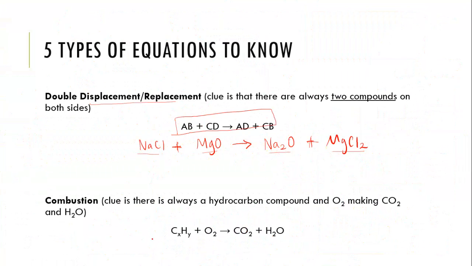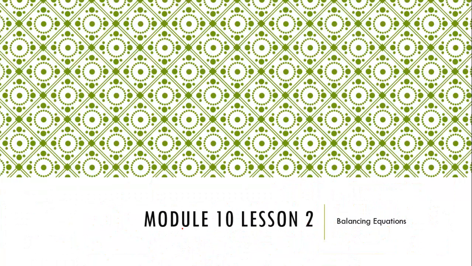Okay, the last one is combustion. And the clue here is that there's always a hydrocarbon. You always have something with C's and H's. It may have O's in it as well. But then the rest of it, all of this is identical for every single reaction. So you'll have O2 yields CO2 plus H2O for everything else. The only thing that changes is what comes first with the CH's. Okay, so what I'm going to do is I'm going to skip ahead here.